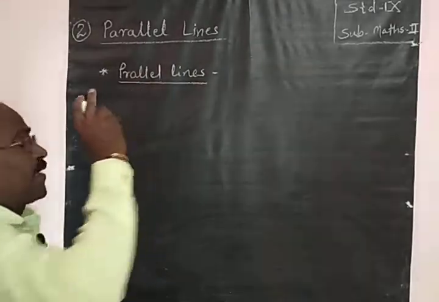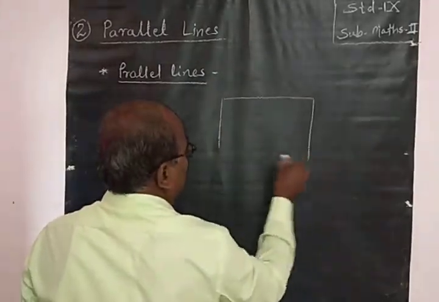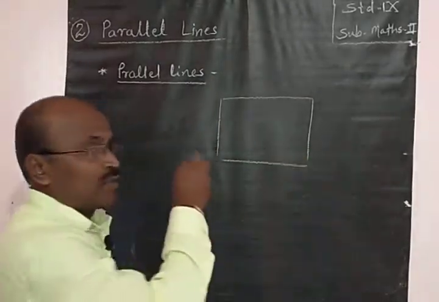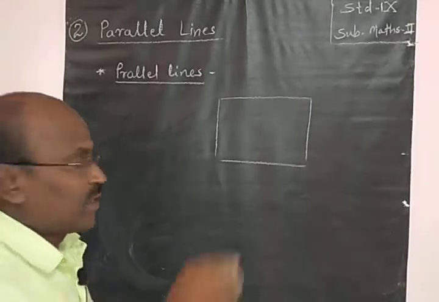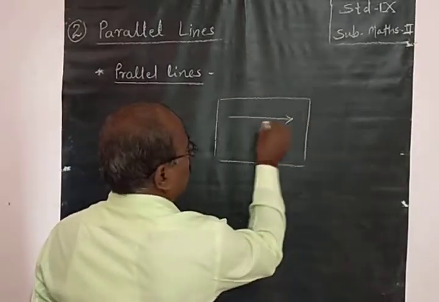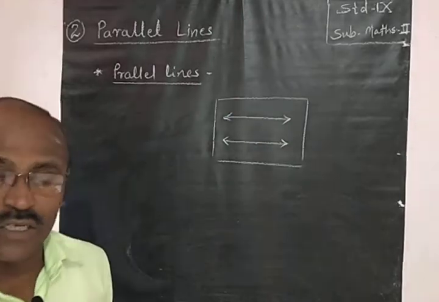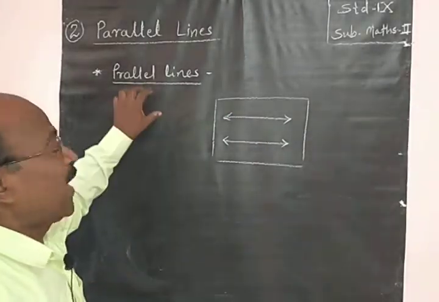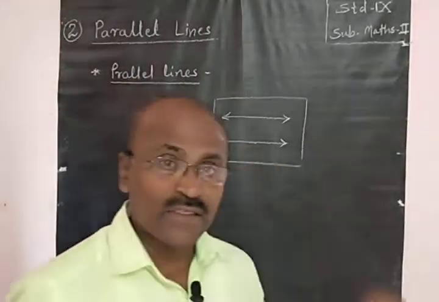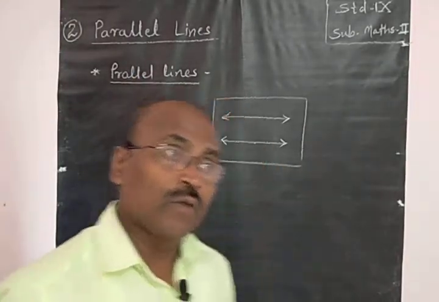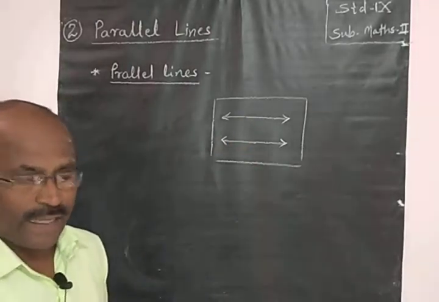So here the parallel lines means what? Suppose it is a plane, the two lines which are coplanar and do not intersect each other are called parallel lines. The coplanar lines which do not intersect each other are called parallel lines.